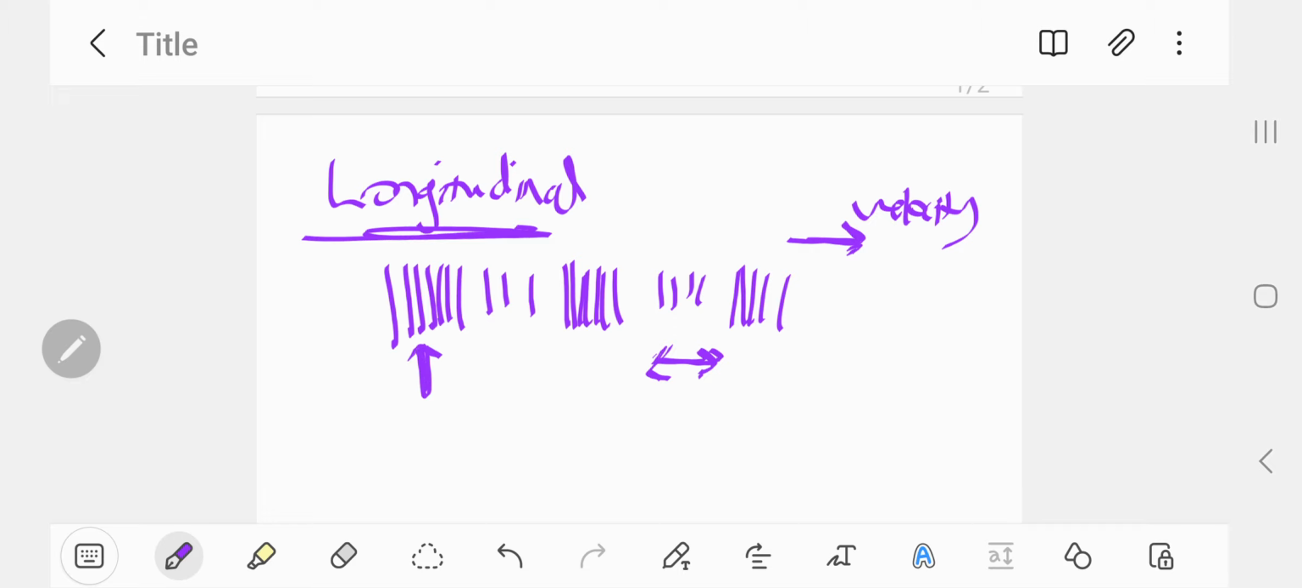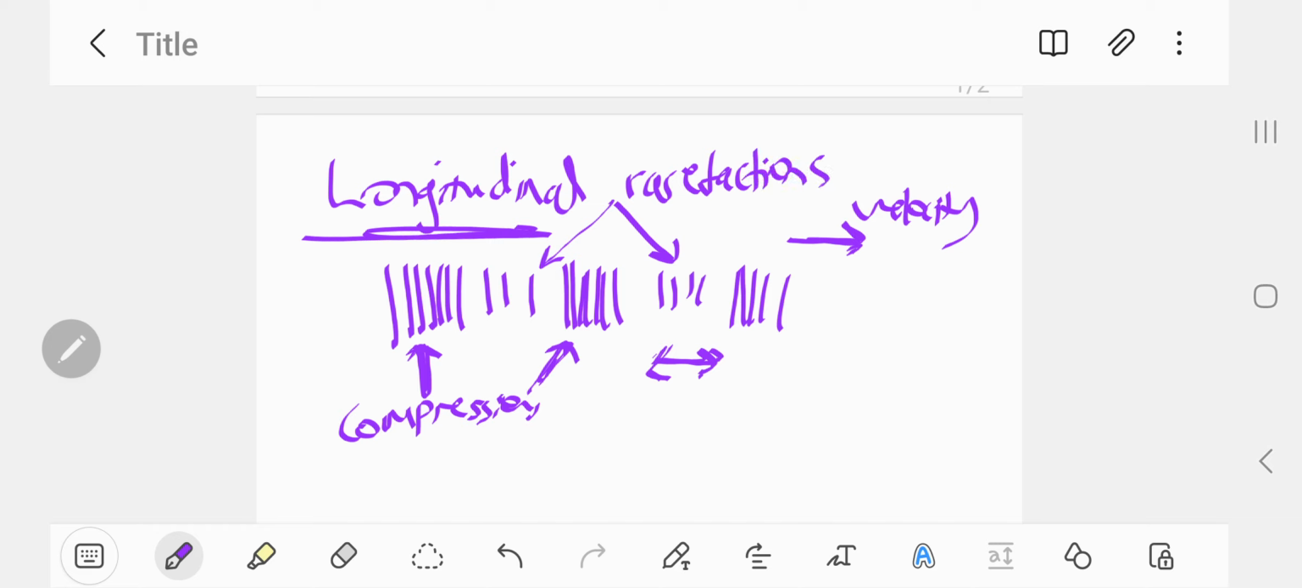Where these lines are very close together, these are called compressions, because the particles are compressed. Think of these lines as particles. It's just better to draw them as lines instead of spheres. So compressions are the squeezed together lines here. The lines that are a bit further apart are called rarefactions. Just think of the word rare, rare in the sense that there's not many particles.